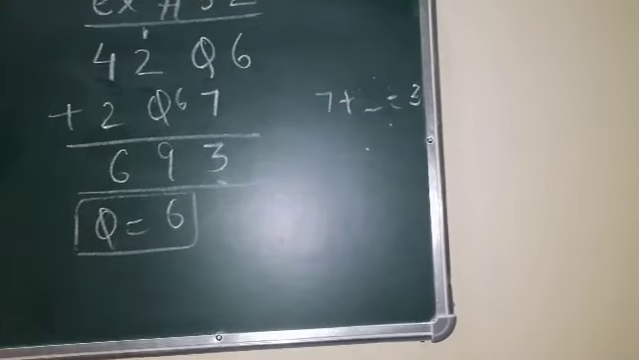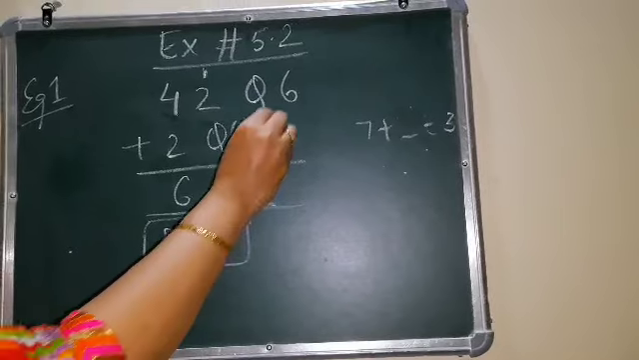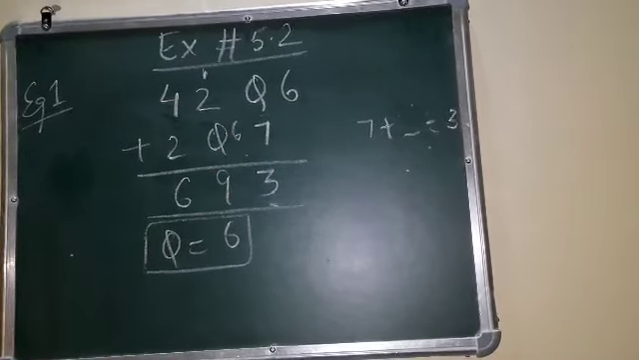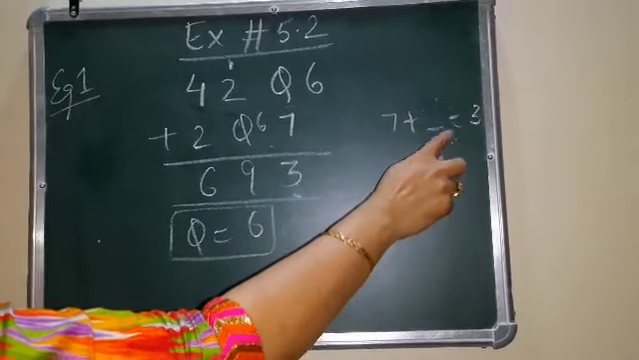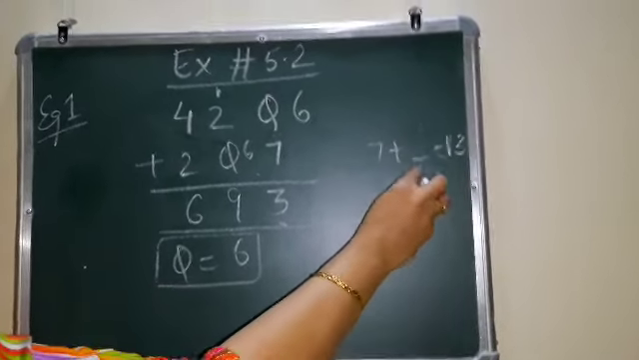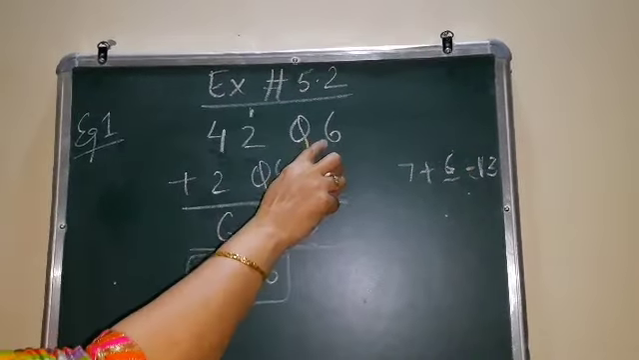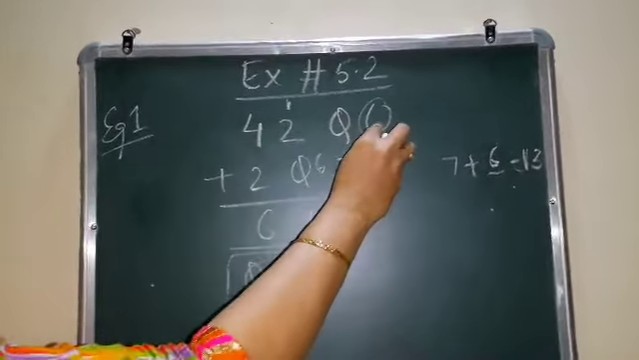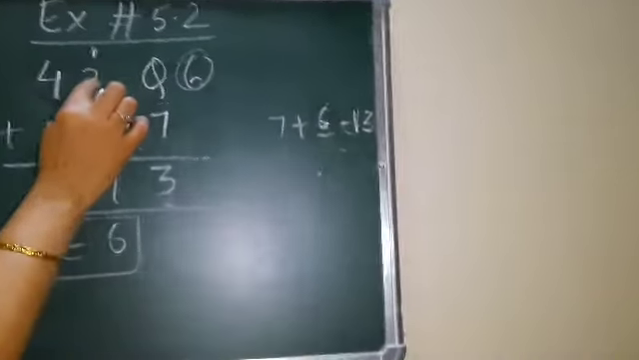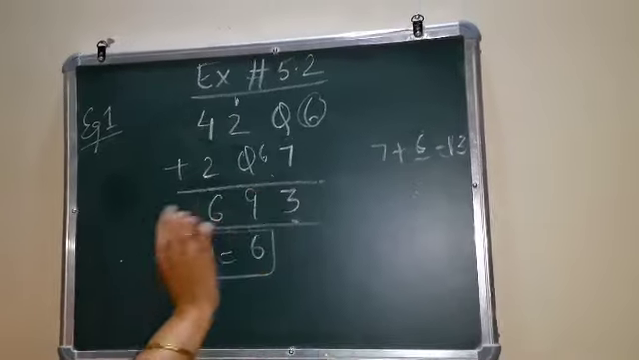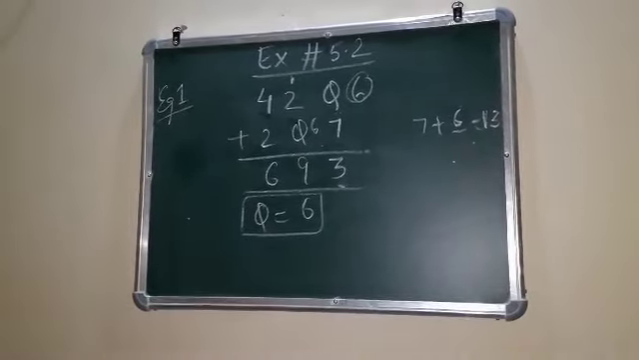It cannot be 23 either, because if it is 23, then this number will be 2 digits, which is not possible to write here for Q. We want the answer in 1 digit only. So it can be 13. 7 plus dash is 13 means 7 plus 6 is 13. We have put the value of Q as 6. So 6 plus 7 is 13, 1 carry. Again when I put here 1 plus 2, 3, 3 plus 6, 9. So I have got my answer 693. So my answer for Q is 6.